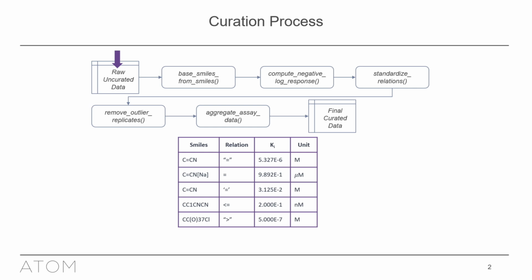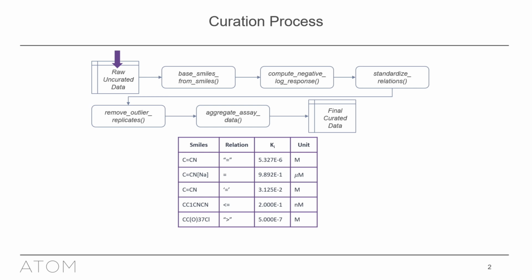Let's take an example here where we have our raw, uncurated data comprised of chemical structure strings called SMILES. We have relations or censors. We have some value for us to predict, in this case an inhibition constant. Then the units for these values.